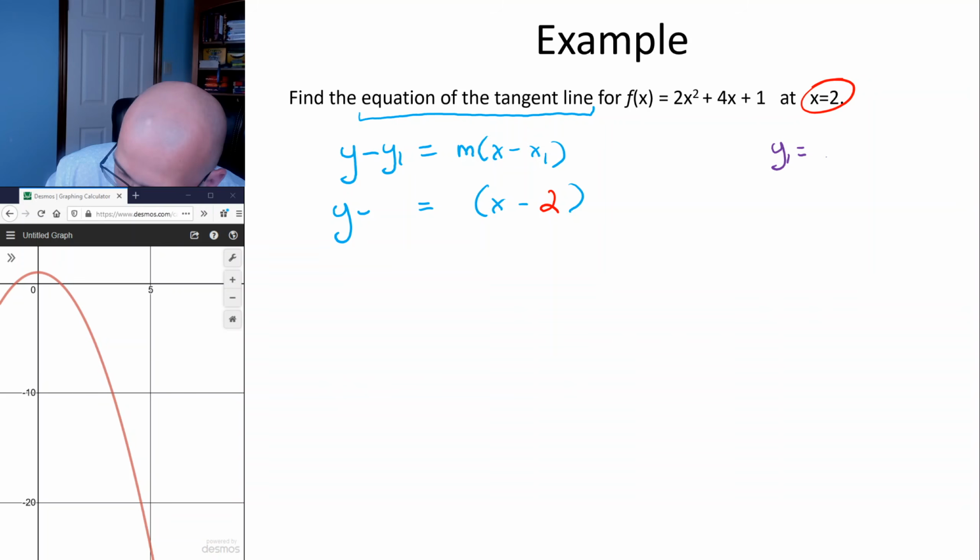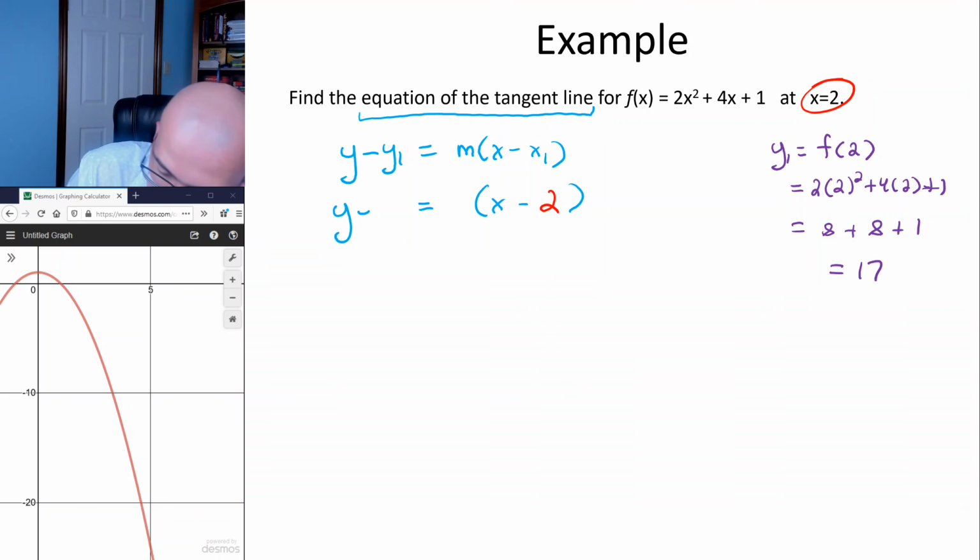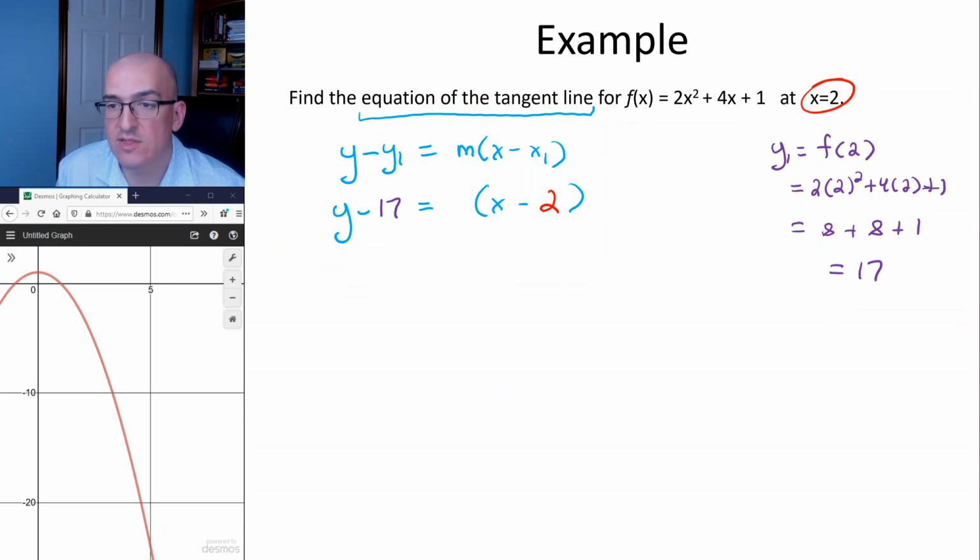y1 is equal to f of 2. So 2 times 2 squared plus 4 times 2 plus 1. We get 8 plus 8 plus 1. We get 17. So I'll put that there. And now we need m. We need the slope.